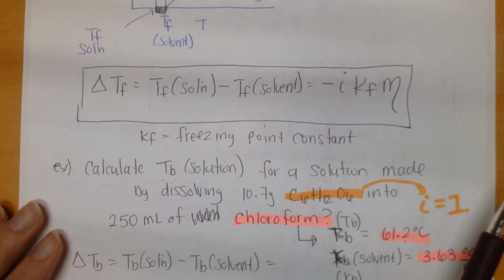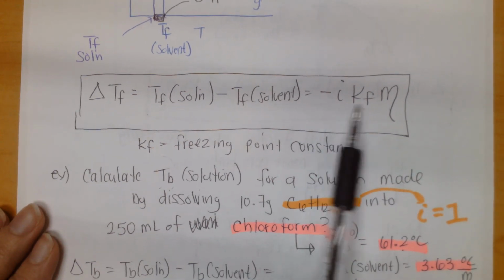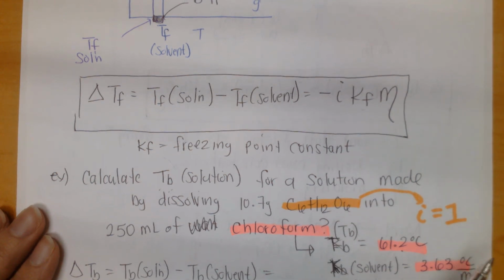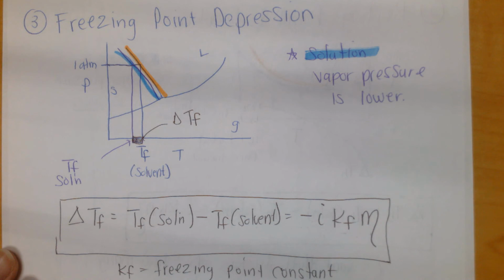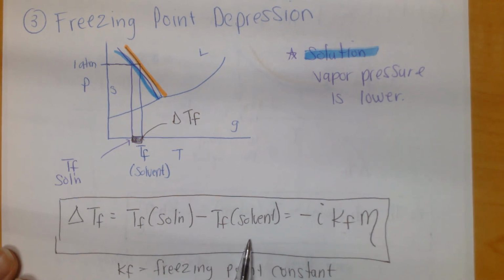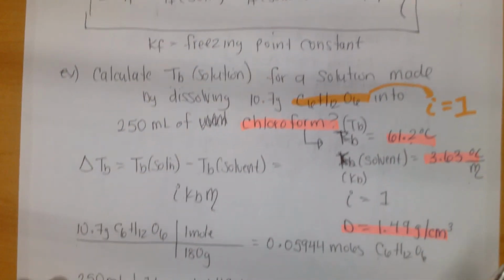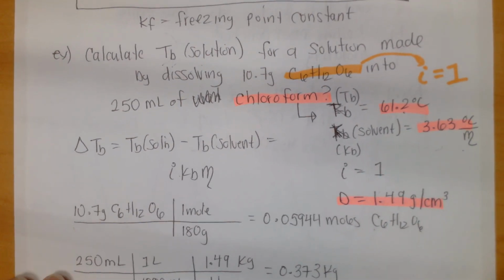Okay, so everything else is the same. I is the same I, M is the same M. This is just called the freezing point constant. Depending on what is going on, you choose this one, or if it's boiling, you choose the boiling point elevation. Okay, so let's look at an example.